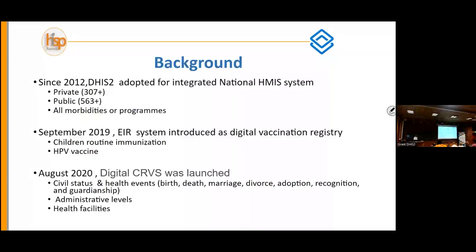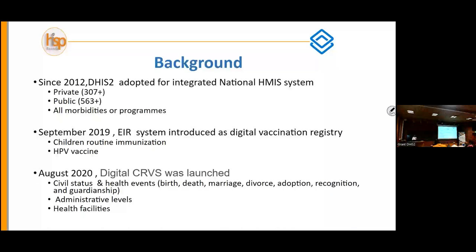As a quick background, Rwanda is one of the early adopting countries for DHIS2 as a routine health information system, whereby the system covers private and public, all programs integrated into one HMIS. That happened since 2012, but towards 2019, a new idea came when this electronic immunization registry package was developed.